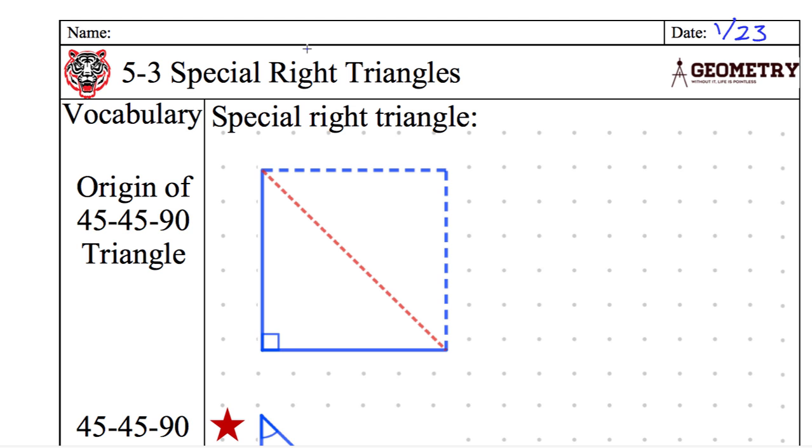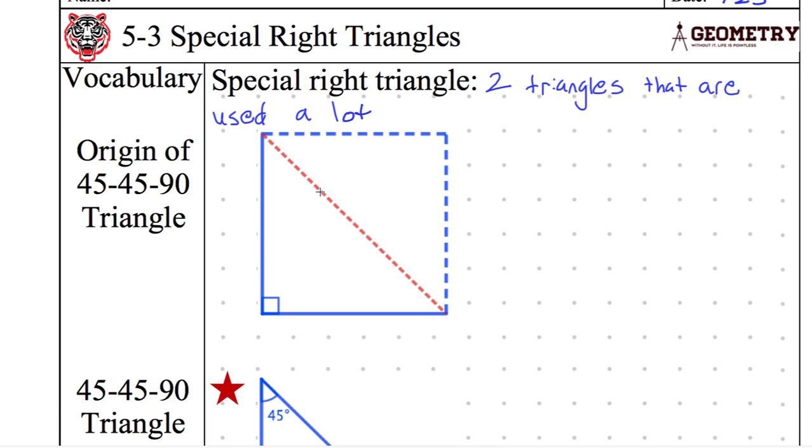All right, so special right triangle. When I say that, what do I mean? These are two triangles that are used a lot. They won the popularity contest. Who are the most popular triangles? They are these 2 triangles. They would be in the yearbook on a special page because they're so popular. Why are they so popular? The answer is they come from these really basic shapes.